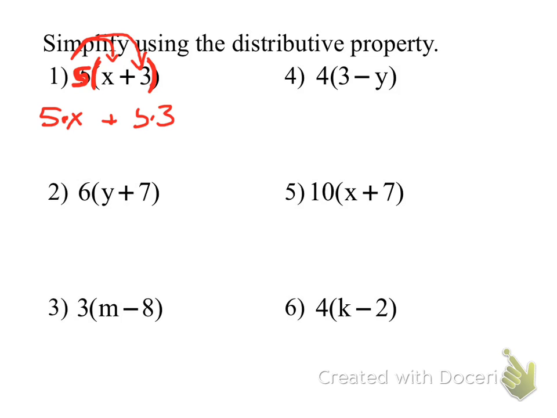5 times 3. And what does the first one simplify to? First, 5 times x. 5 times x is 5 x's. That means I have 1, 2, 3, 4, 5 of those. And 5 times 3 is 15. That means I have 15 little buttons.